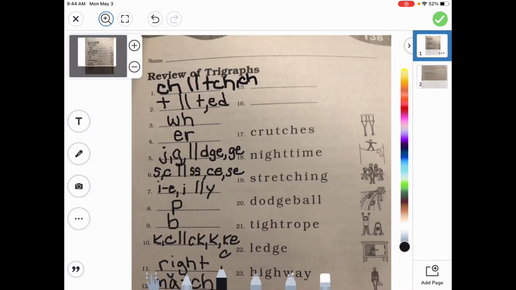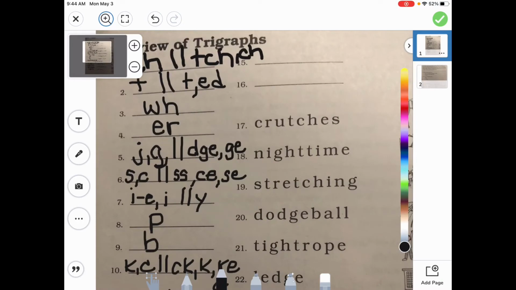All right, on number 15, we're going to try to spell the word badge. Badge, so B, then A, and then J. It's after a short vowel, so DGE. Good job. Catch, so K, C, A, and then ch. Trigraph, TCH, since it's after that short vowel.